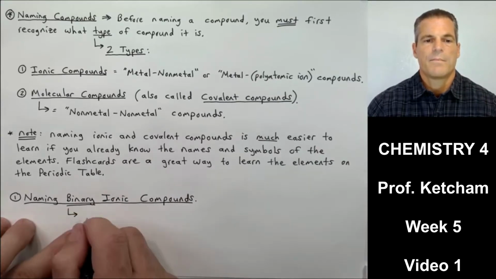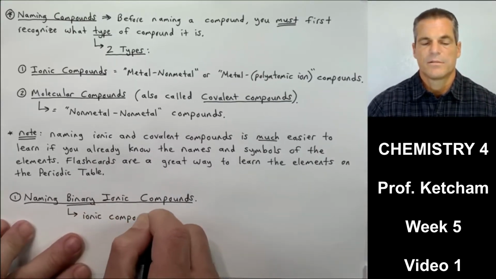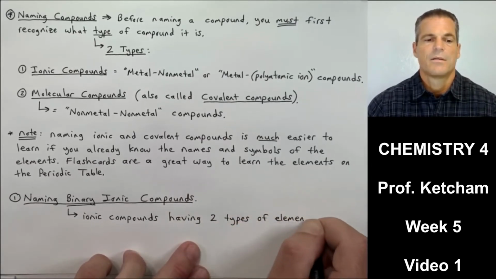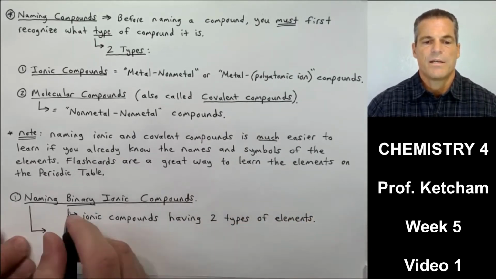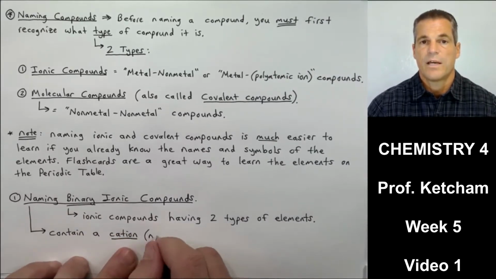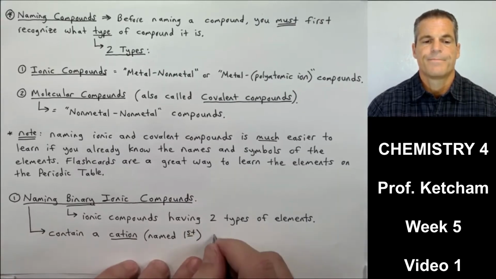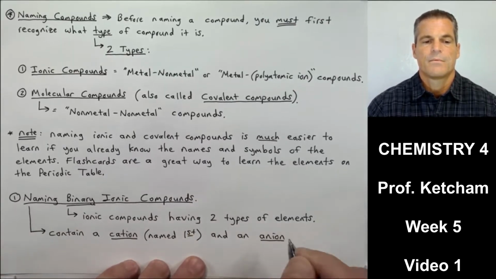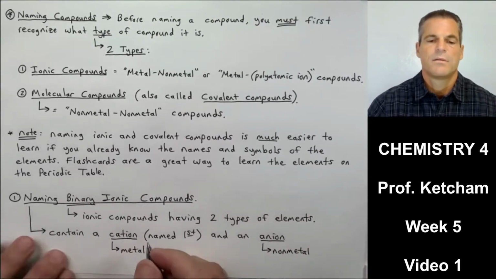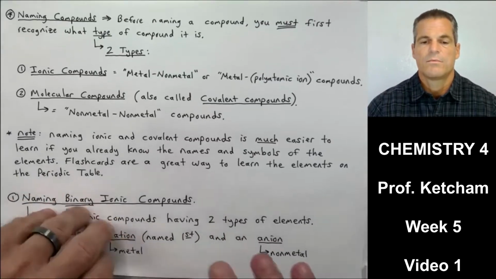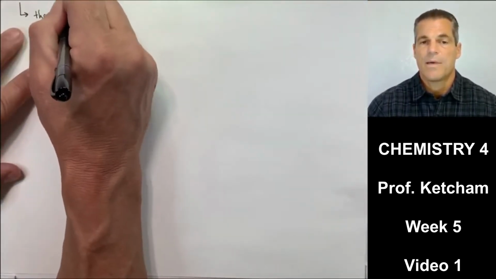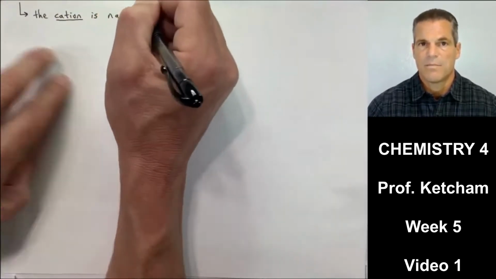Alright, so number 1 at the top of the page was ionic compounds. So let's dive deeper into number 1, ionic compounds. So, naming binary ionic compounds. These are ionic compounds that have 2 types of elements, binary. Ionic compounds contain a cation, which is named first, and an anion, which is named second, of course, and the cation is a metal, and the anion is a nonmetal.